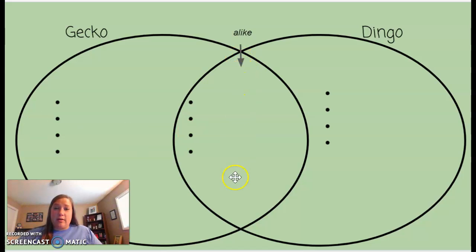The items in the middle of the two circles are the items that are similar or have similarities between both of the books, Gecko and Dingo. You see there are 4 bullet points here, which means you will need to find 4 similarities between these two books. And now, if we're looking at just this side of the Venn diagram, here you will need 4 facts about Gecko that are not also common with Dingo, and vice versa.